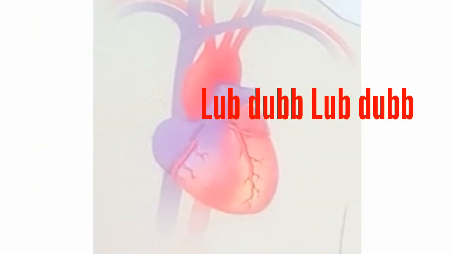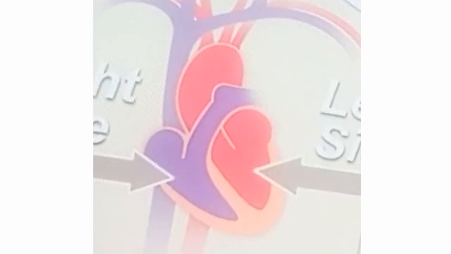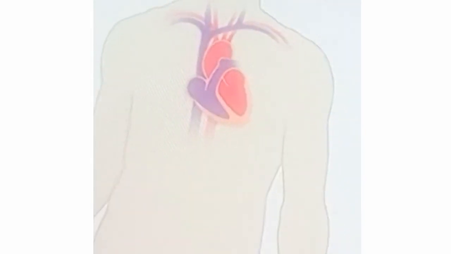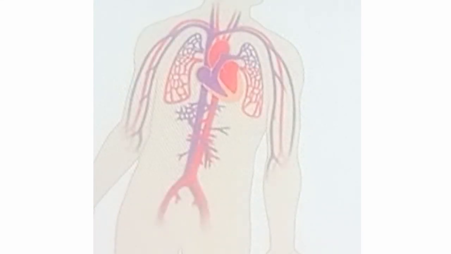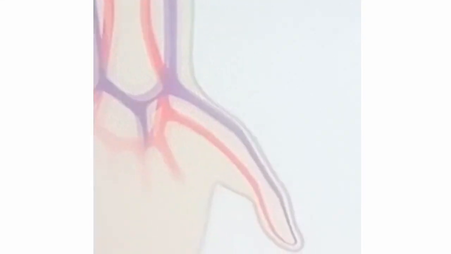Cardiac output refers to the amount of blood that is pumped out of the ventricles in 1 minute. Stroke volume, amount of blood ejected by the ventricle, is 60 to 70 ml per beat. CO equals stroke volume times heart rate per minute.